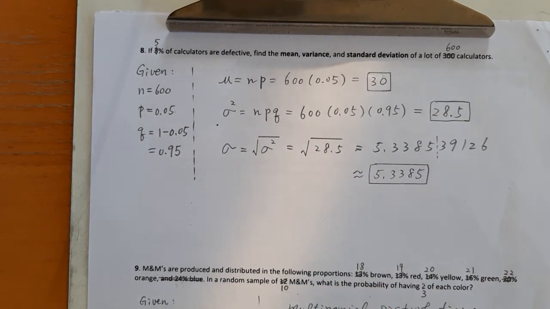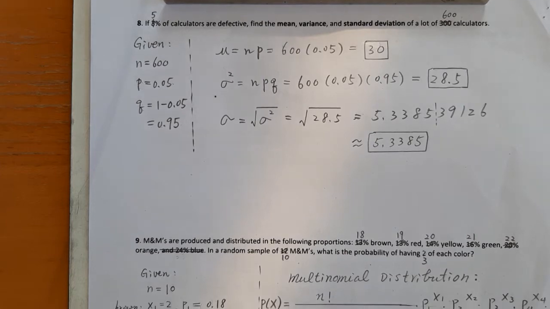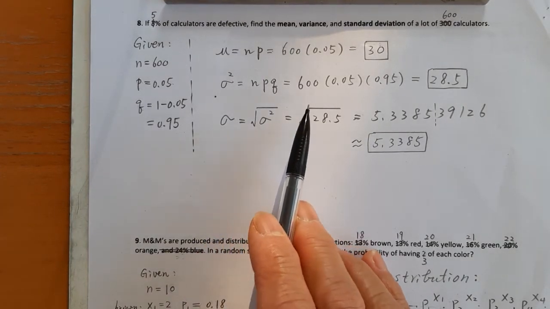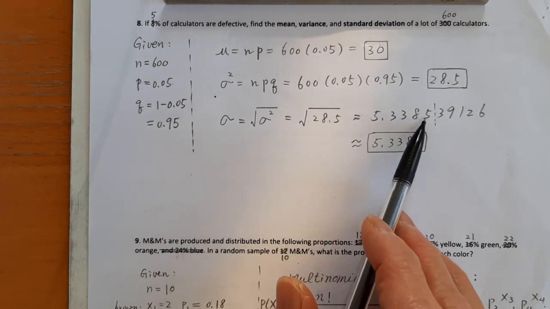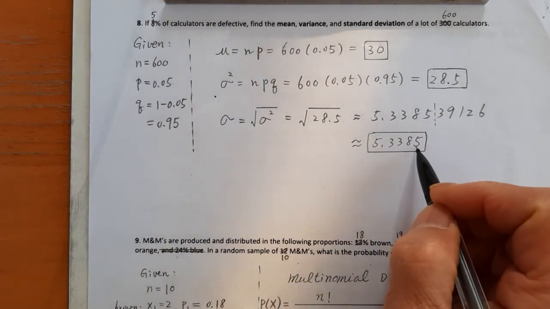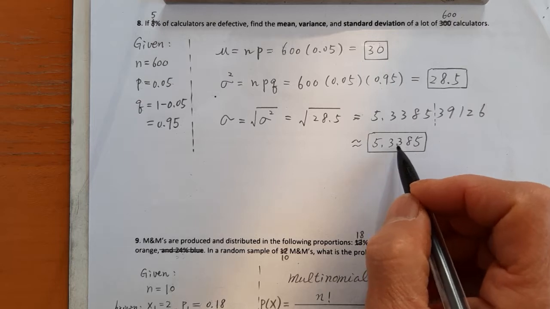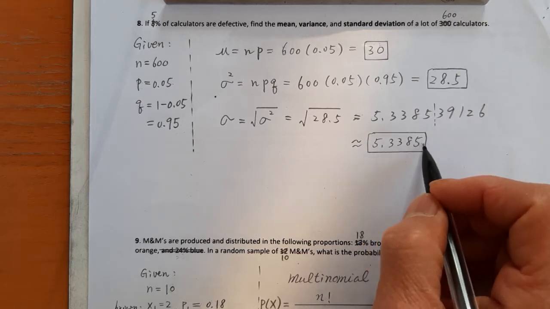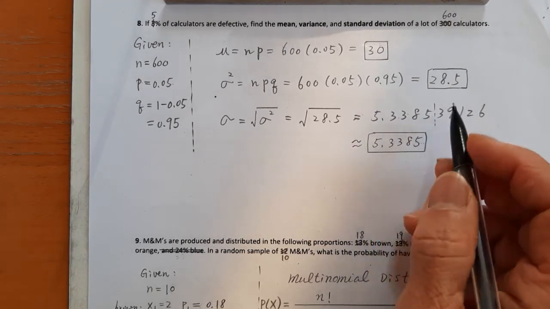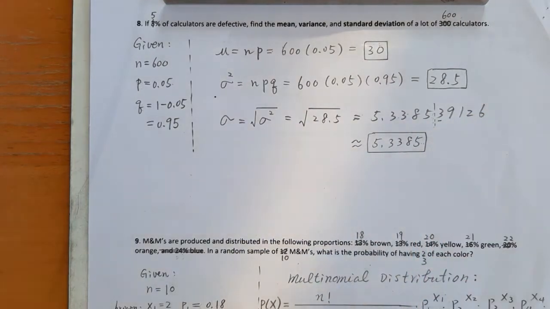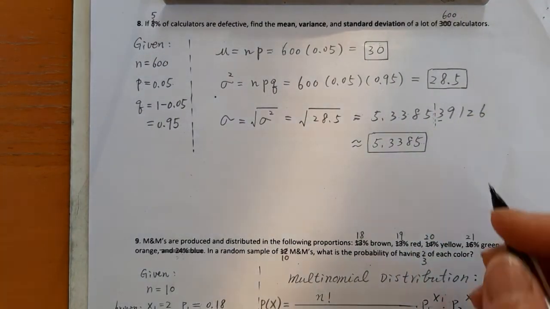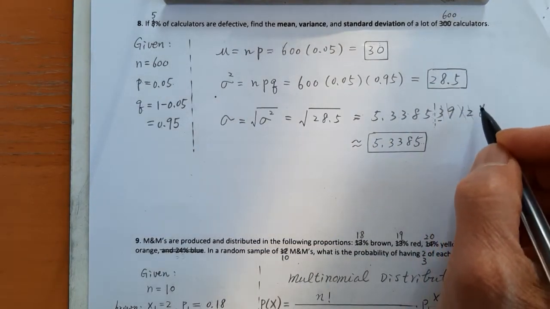And the standard deviation is the square root of the variance, the square root of 28.5. We got 5.3385. And we normally use 4 significant digits, so 4 decimal digits up to here, and the next digit 3 is less than 5, so we truncate.